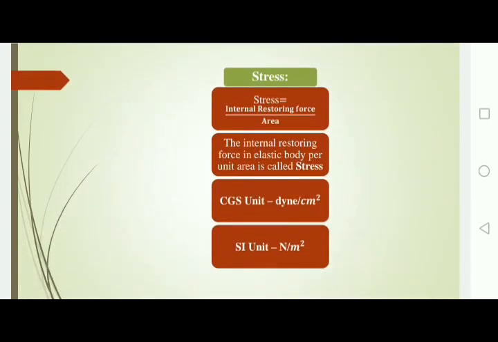So what is stress? We all face various kinds of stress in day-to-day life. So how could the material in the universe be without stress, isn't it? Okay, so let's study stress in materials. What is stress in very easy language? We can define it as the internal restoring force per unit area. The internal restoring force in an elastic body per unit area is called stress.